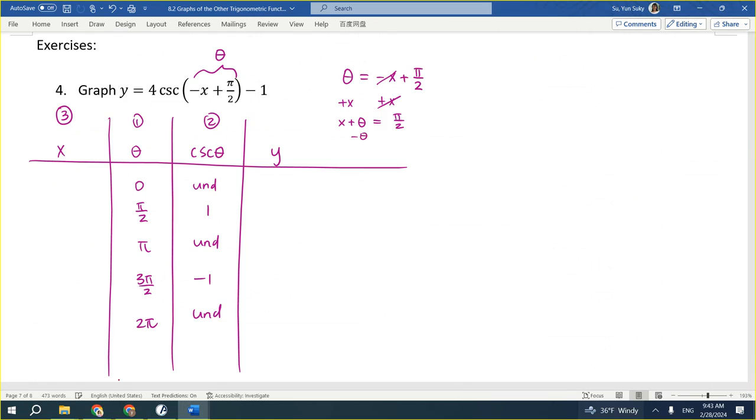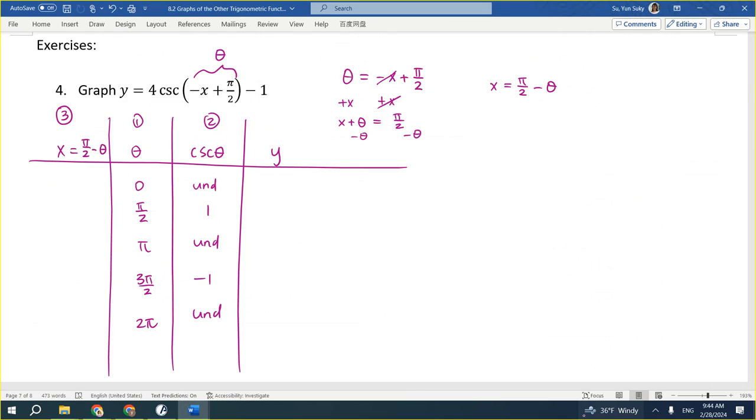Then you can move the theta to the other side. Then you have x equals pi/2 minus theta. Is that okay, everybody? There is more than one way to solve the equation. You can also choose to subtract pi/2 and then divide by -1 or multiply by -1. You will get the same answer. So x is pi/2 minus theta.